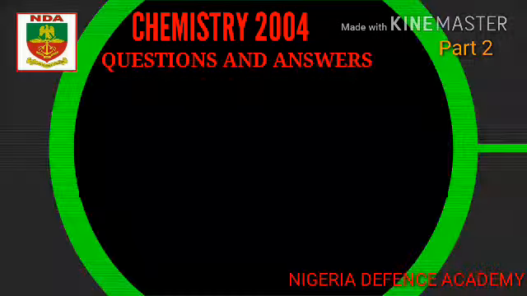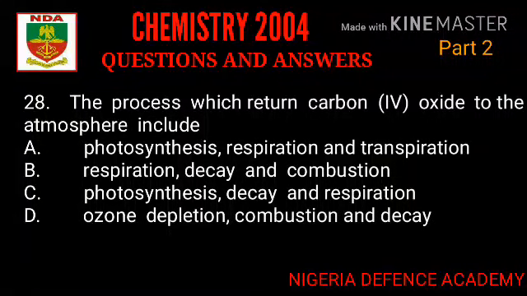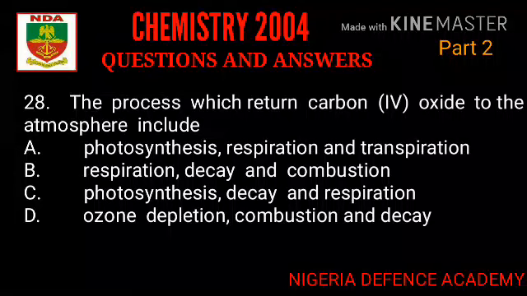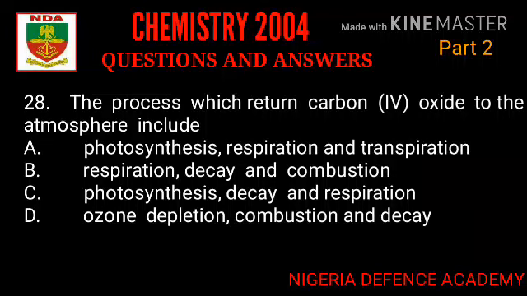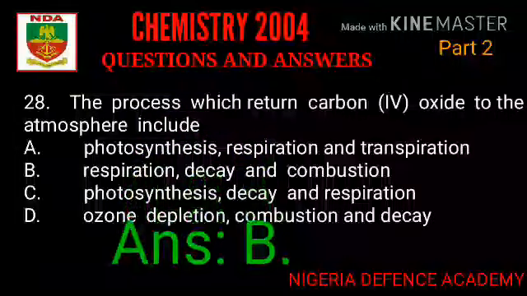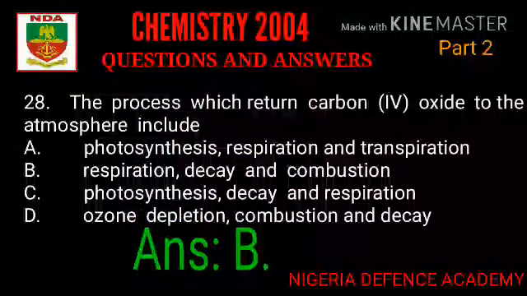The process which returns carbon dioxide to the atmosphere includes dash, dash and dash. Option A, photosynthesis, respiration and transpiration. Option B, respiration, decaying and combustion. Option C, photosynthesis, decaying and respiration. Option D, ozone depletion, combustion and decay. Which of these options is the best answer? Well, I think the best answer is option B, respiration, decay and combustion.